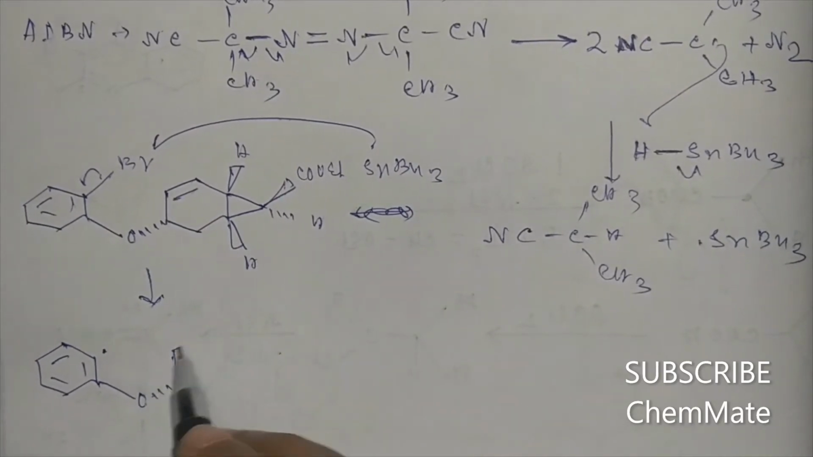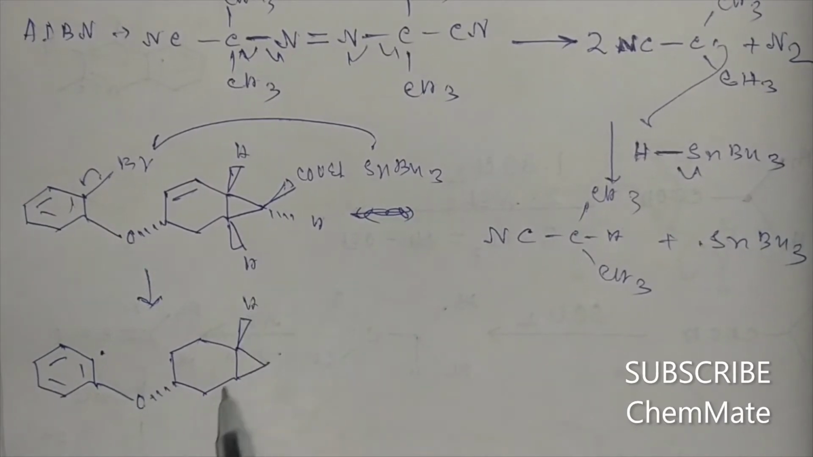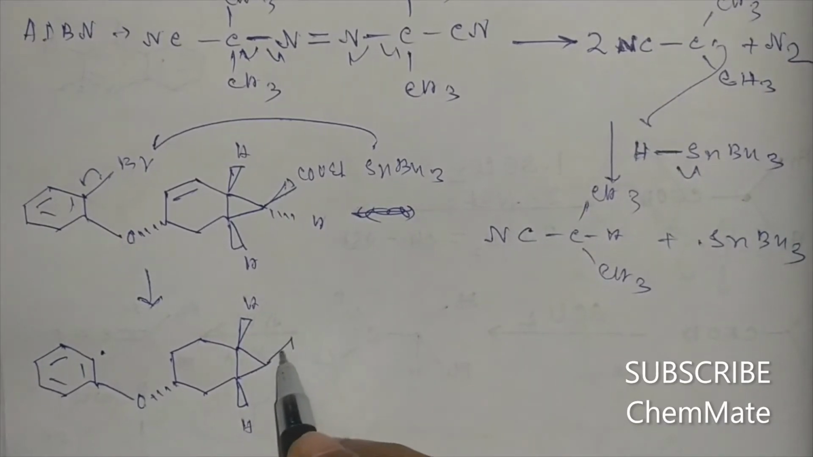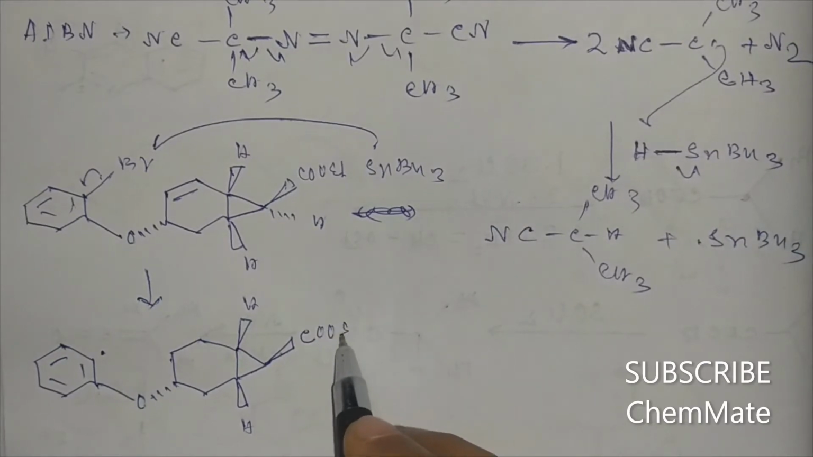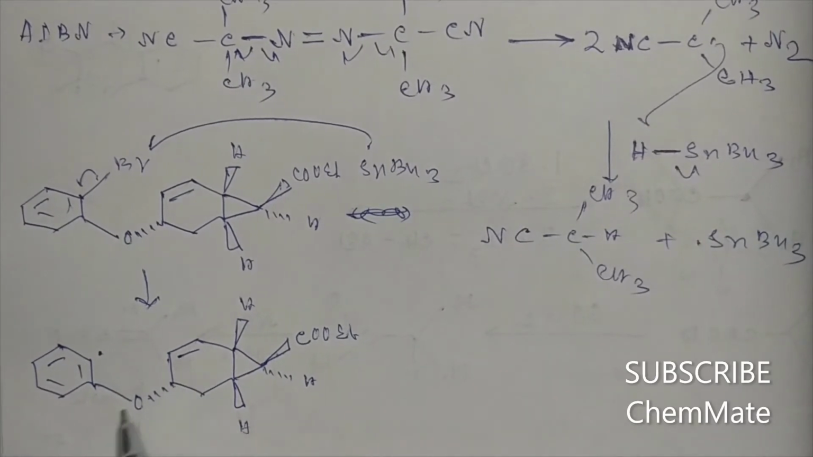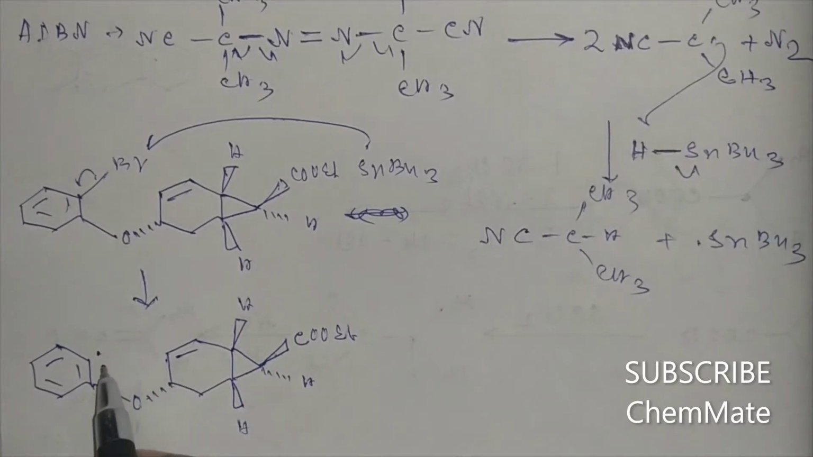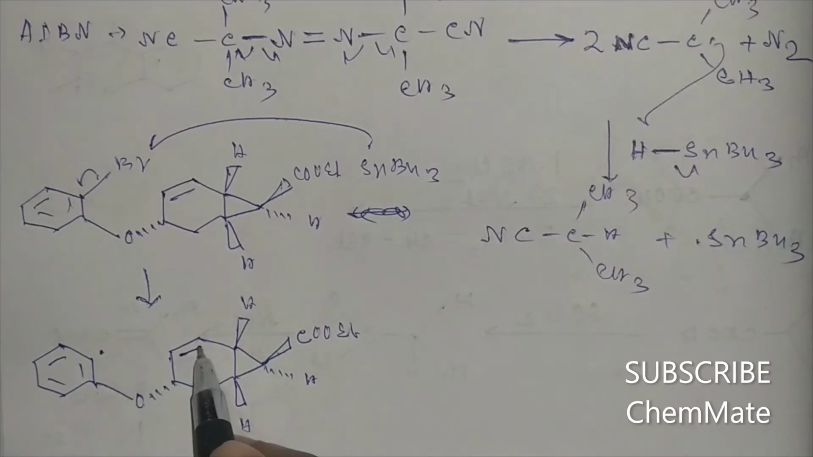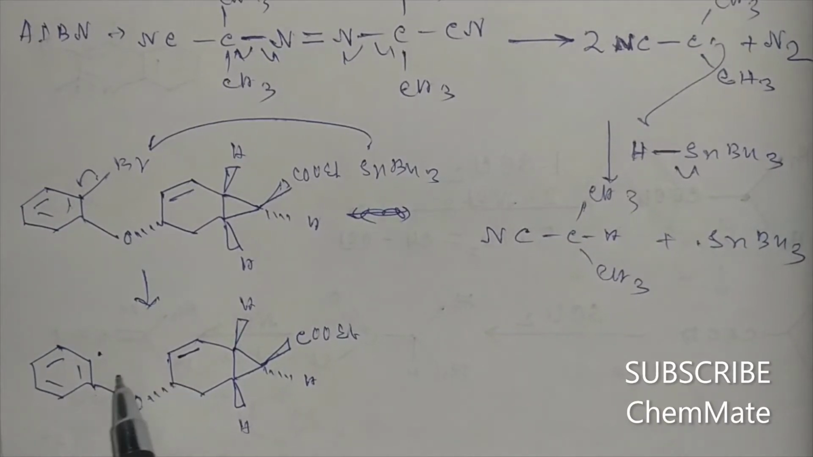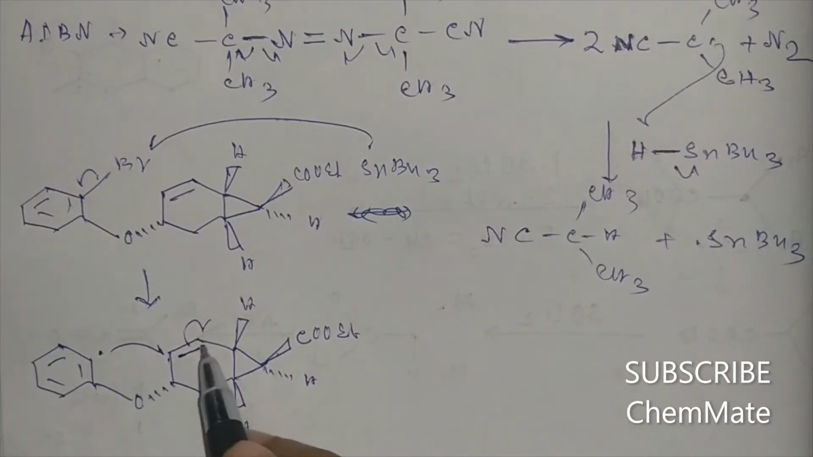Here is a pi bond. Here the three-member ring, the cyclopropyl ring, is there. This CH2COOEt group is above the plane. Now this group is attached from below the plane of this cyclohexene ring. So this radical will attack this pi bond from below the plane only. It will attack this carbon from below the plane and the radical will be formed here.